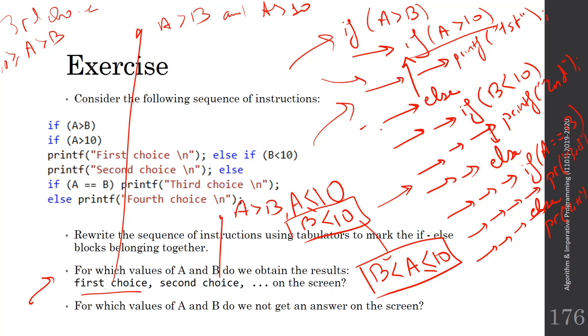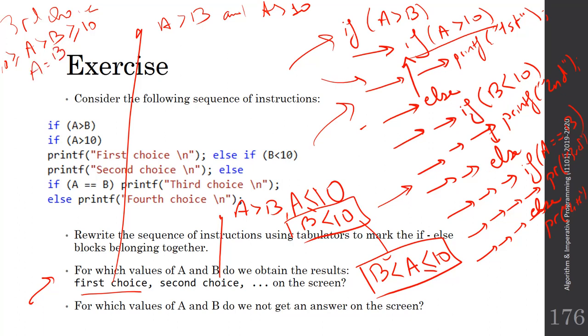So we are here now, we are in the else. I want to print third, so B should be greater or equal to 10. We are here, and so we are in the else part, and again A should be equal to B.